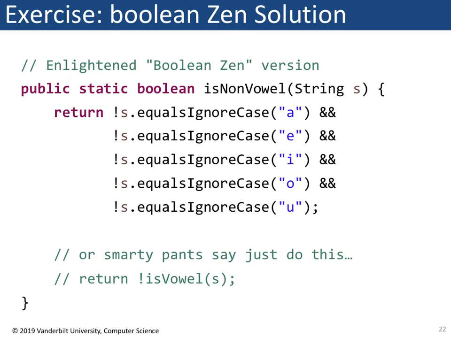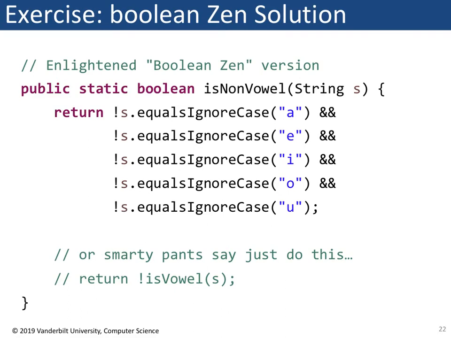So using De Morgan's theorem, we have to negate every expression, and we have to change every or to an and. If you notice, that's exactly what we've done. We now have s.equalsIgnoreCase, which is negated, so not s.equalsIgnoreCase A, and then where before we had an or, now we have an and, not s.equalsIgnoreCase E, and so forth.